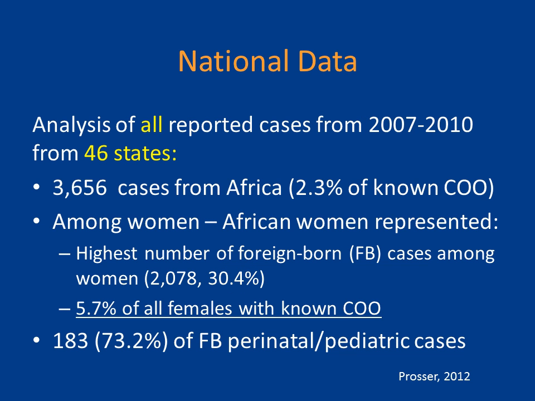Another similar study that was done with cases of HIV, regardless of race and ethnicity, was done for a later period of time, from 2007 to 2010, and included data from 46 states. In this analysis, they found that 2.3% of all of the cases with known country of origin were among African immigrants. And when you looked only at cases among women, African women represented the highest number of foreign-born cases among women. They accounted for 30% of the foreign-born cases, and 5.7% of all of the women reported with HIV and a known country of origin in the U.S. And on the last bullet, also concerning, almost 3/4 of the cases among people who are born outside of the U.S. who were infected perinatally or were pediatric HIV cases occurred among African immigrants.